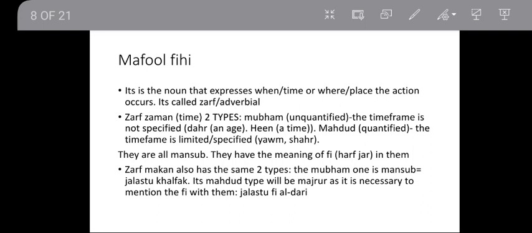So, for example, I could say sumtu dahran. I fasted for a certain amount of time. So that's known as mubham. So I'm not qualifying or specifying the exact amount of time that I fasted for. I'm just saying that I fasted for a certain amount of time. The second type is mahdud.